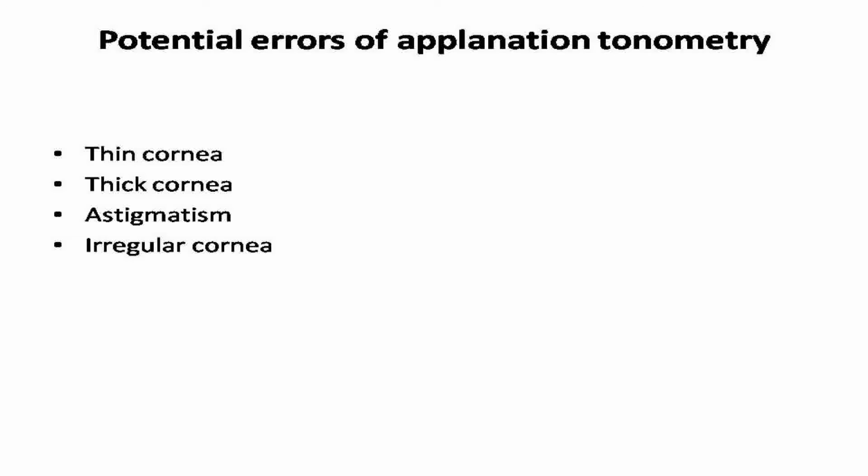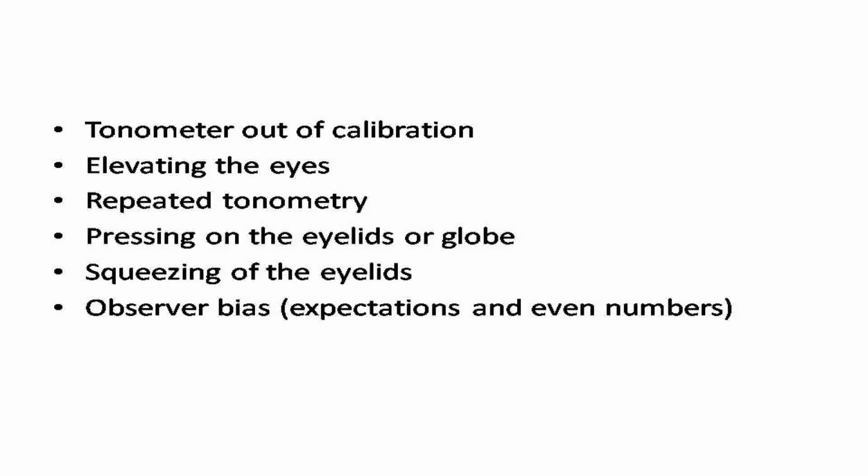Potential errors of applanation tonometry. Patient-related errors are patients having thin corneas, thick corneas, astigmatism, or irregular cornea. Machine and technique related errors are tonometer out of calibration, elevating the eyes, repeated tonometry, pressing on the eyelids or globe, squeezing of the eyelids, and observer bias such as expectation and even numbers.